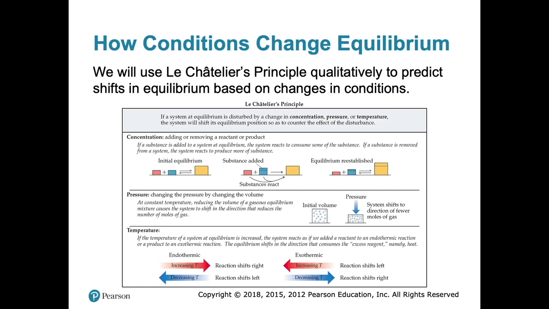Okay, so let's talk about it with pressure now, right? Say you have an initial volume, and the system is in equilibrium at this initial volume, but then you squish down the volume. The volume gets smaller, and the system shifts direction toward fewer gas molecules, so it can accommodate the pressure, it can accommodate the smaller volume.